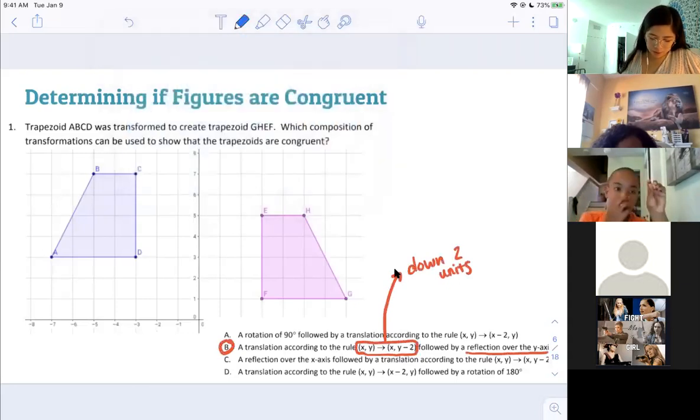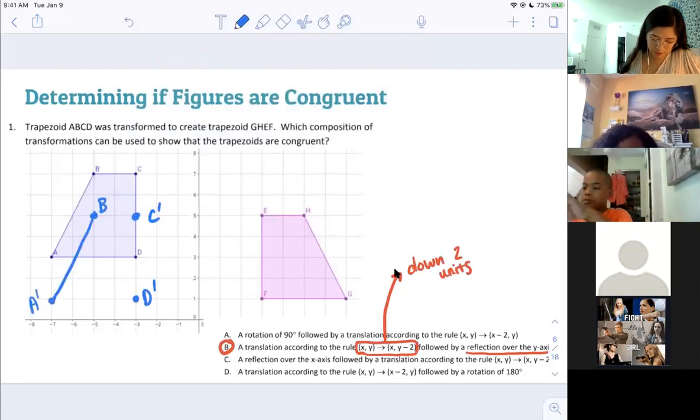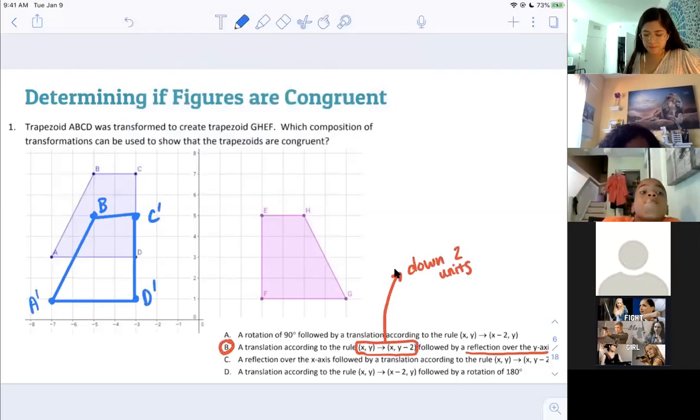So the blue trapezoid is going to move down 2 units. So it's going to be here now. And from there, it reflects over the y-axis. Do you guys see how that new trapezoid will match up with the pink trapezoid once it's reflected? Do I have any questions? If you chose the different answer, would anyone like to explain why they thought it was something else?